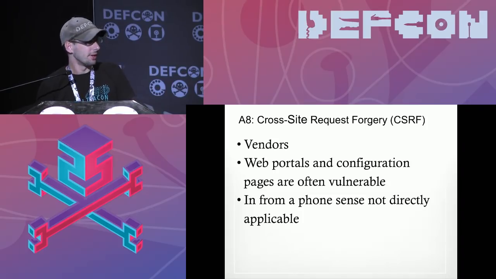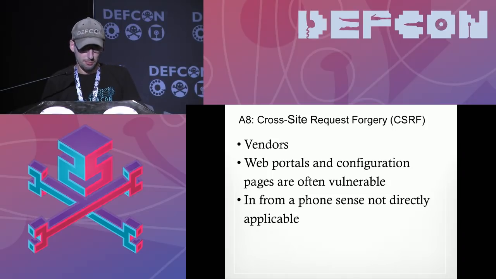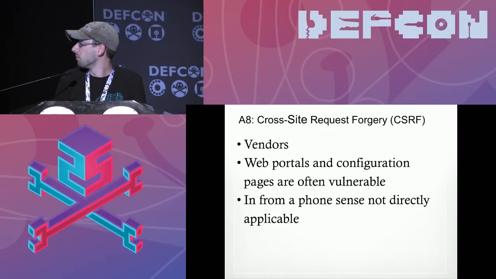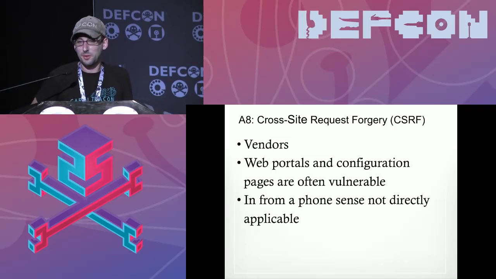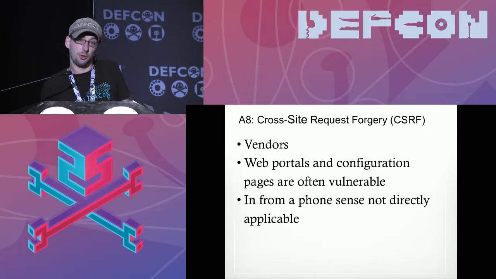Cross-site request forgery is very common for vendor apps and products, because not everybody patches those. The web portals and configuration pages are very common and often vulnerable. And really, from a phone sense, this one doesn't really apply, right? There's no CSRF for dialing into phone systems. But if you did your enumeration properly, you would know which products a vendor was using, and you'd be able to maybe target that more specifically.